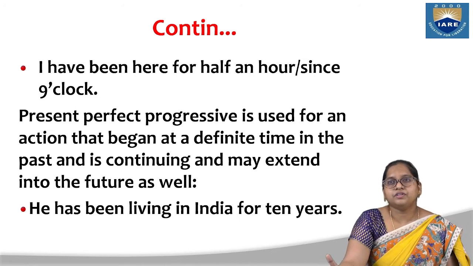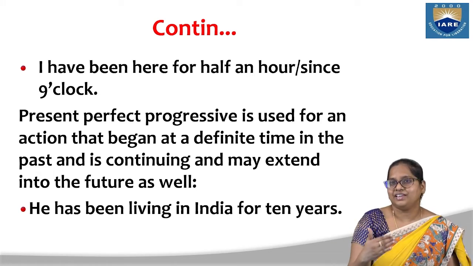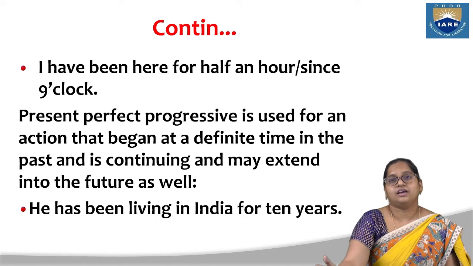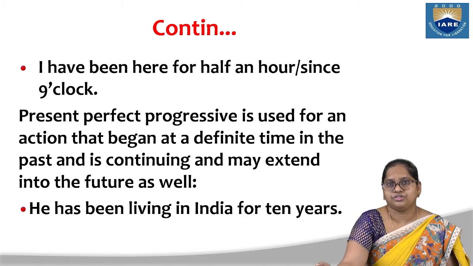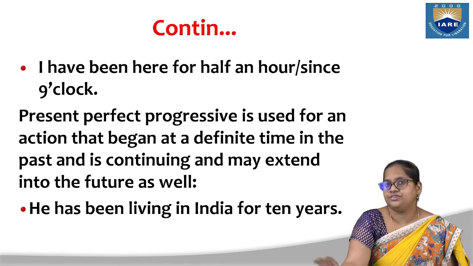Next, present perfect progressive is used for an action that began at a definite time in the past and is continuing and may extend into the future as well. That means it began at a definite time in the past and is still continuing in the present and may extend up to any time in the future. So that's like, he's been living in India for 10 years. That is the sense of it.